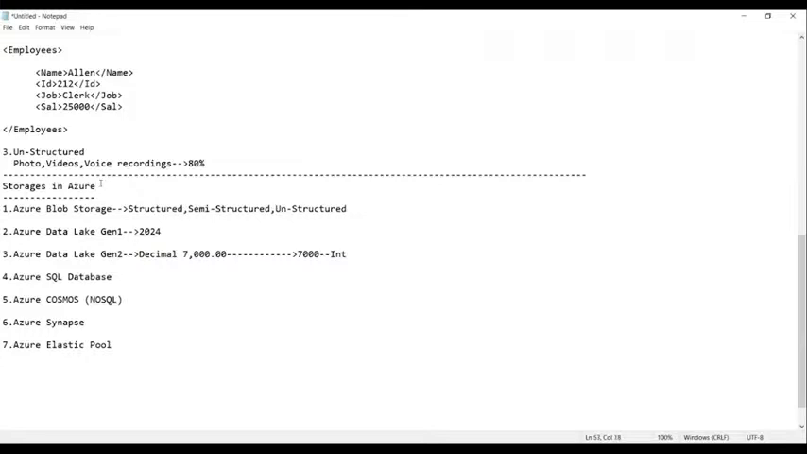So likewise, in Azure, we can have what is that? Yes, guys, we can have 90 plus storages. The Azure supports how many storages? 90 plus storages it supports. Just a minute, I will show you now.